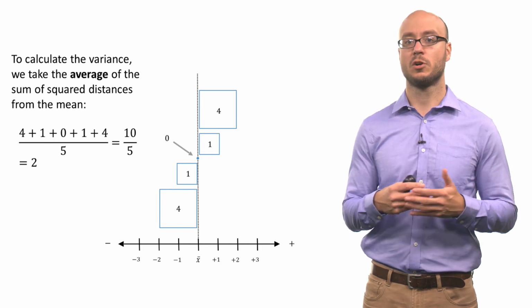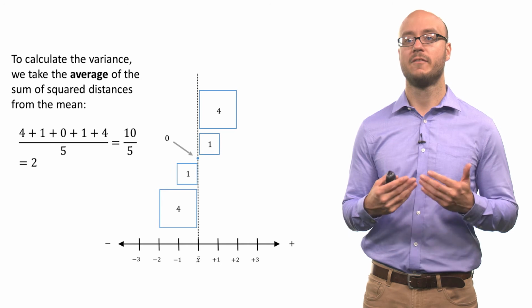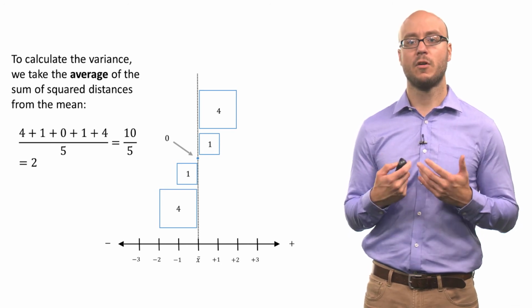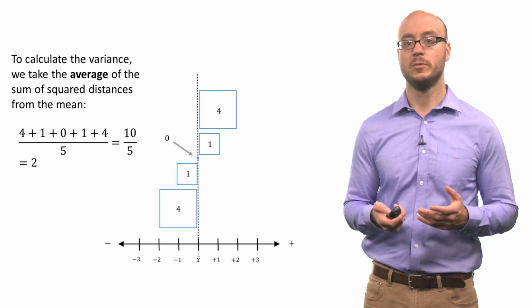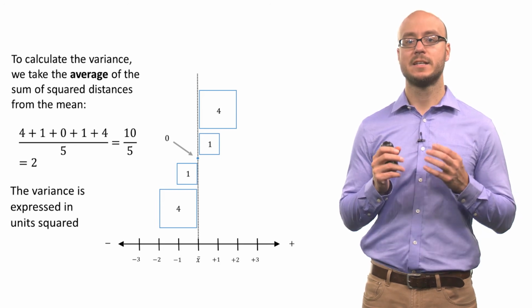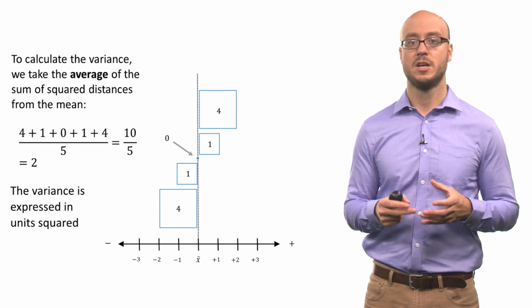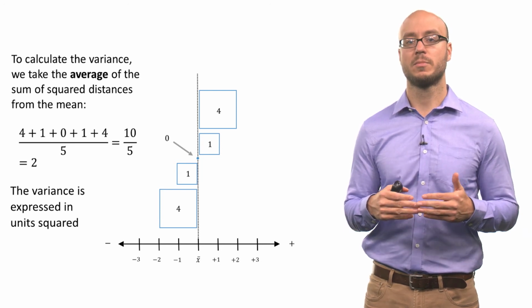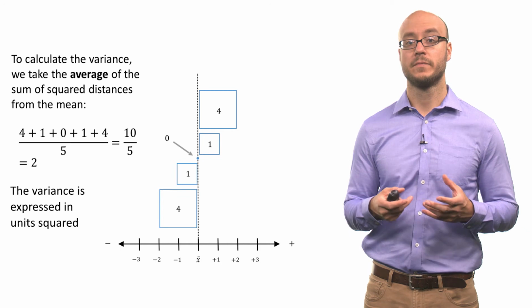10 here is the total variability in our data set. 5 is the number of observations. So as a number for overall variation, we get this value of 2. That value is known as the variance. When you take the sum of the squared deviations and divide by the total number of observations, you get the variance.